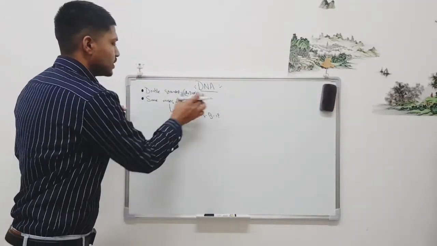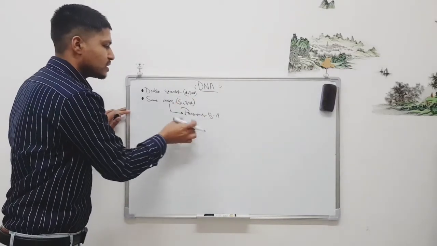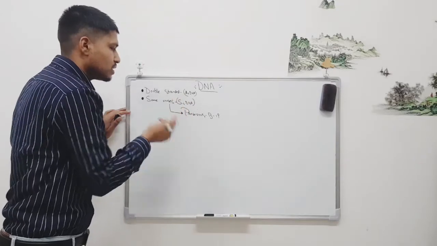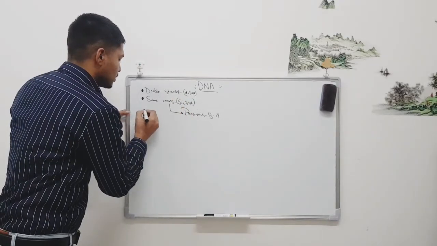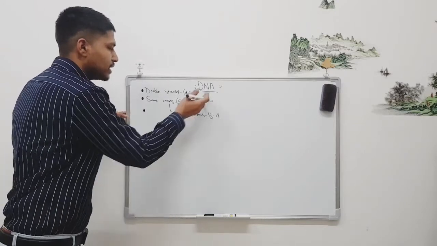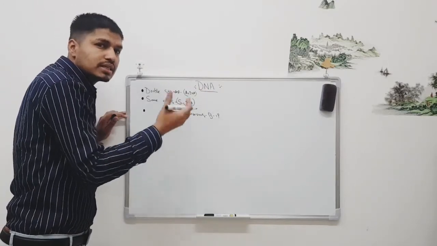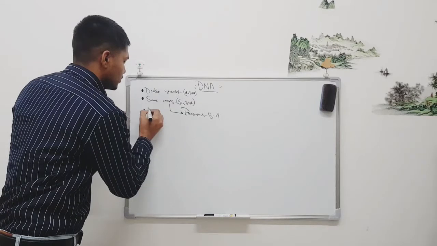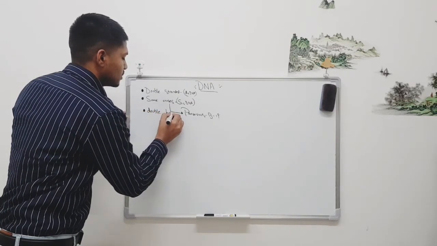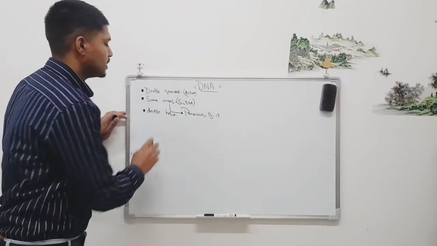So the DNA molecule is double-stranded, and in some species of viruses the DNA molecule is not double-stranded; it's single-stranded. The other characteristic of the DNA molecule is that it is a double helix structure.